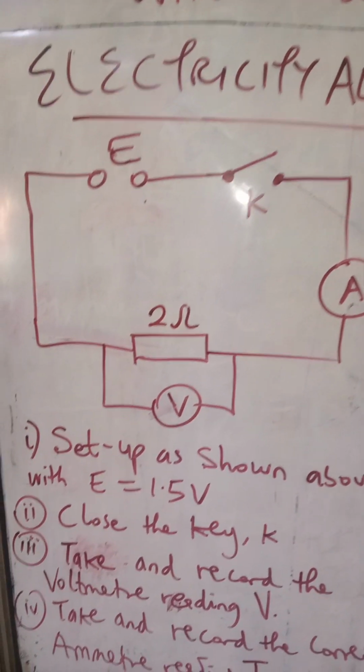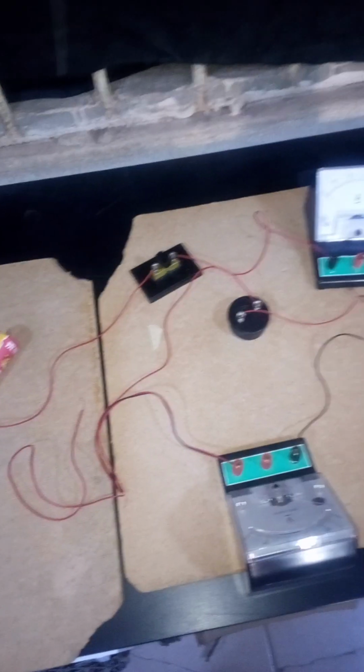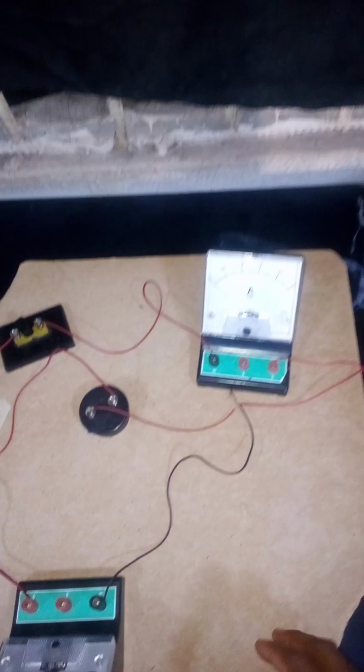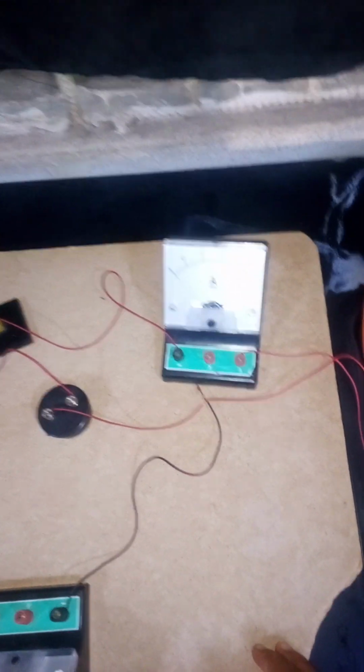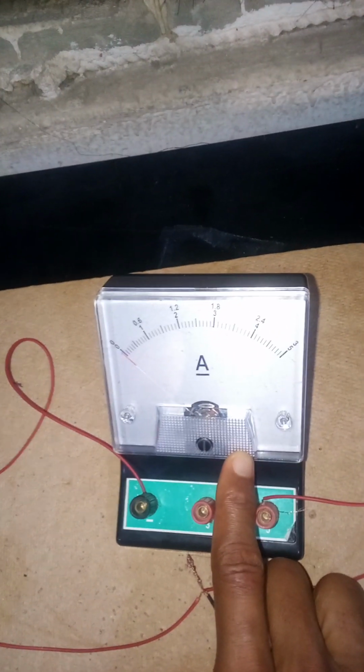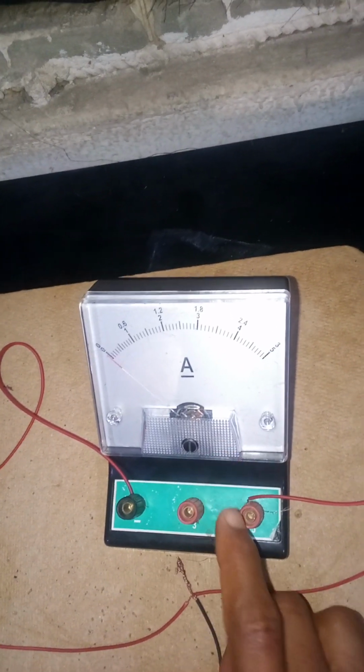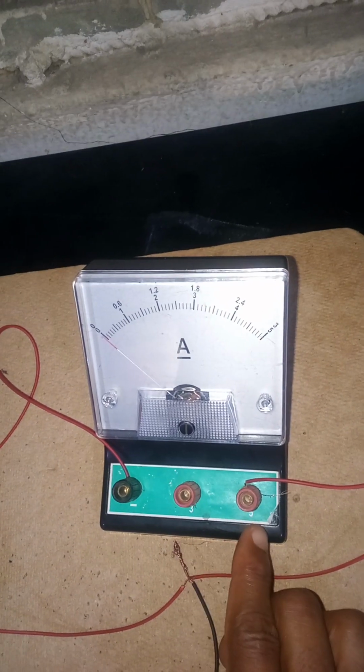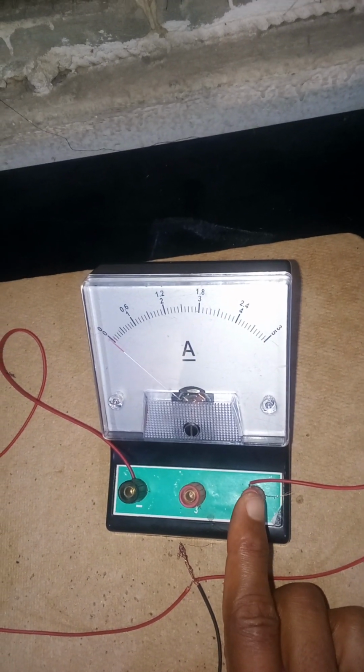So let's go over as we set up the apparatus. Okay, here we are. So as seen on that circuit diagram, this is the ammeter. The ammeter is a dual ammeter, 3 ampere and 5 ampere. So I connected with the 5 ampere.